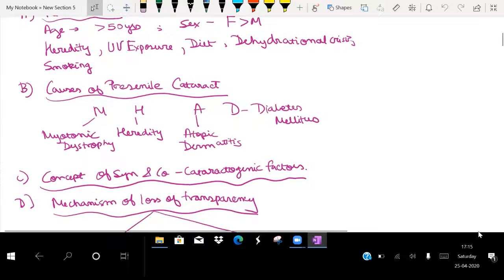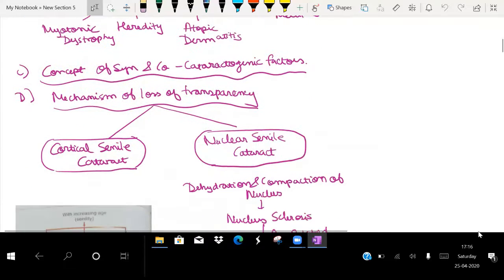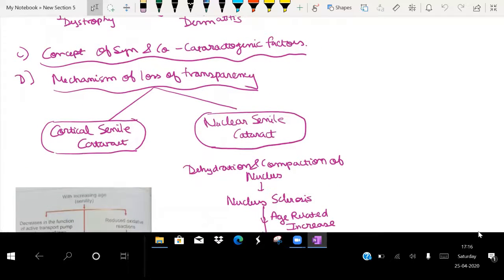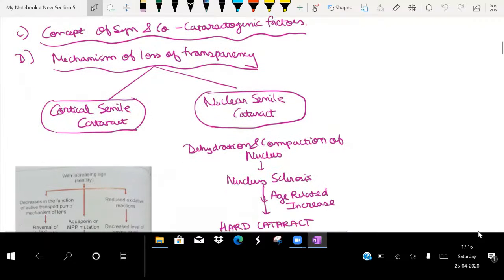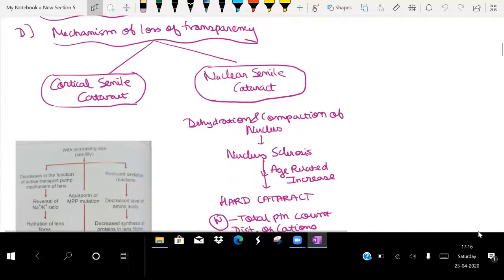We have a concept of syn and co-cataractogenic factors, which means that only one factor cannot be responsible for cataract. It is always a combination of two or more factors together leading to or hastening the process of senile cataract. The mechanism of loss of transparency is one of the most important parts of senile cataract, because loss of transparency causes opacification of the lens, leading to cataract. So this is basically the cause of senile cataract.